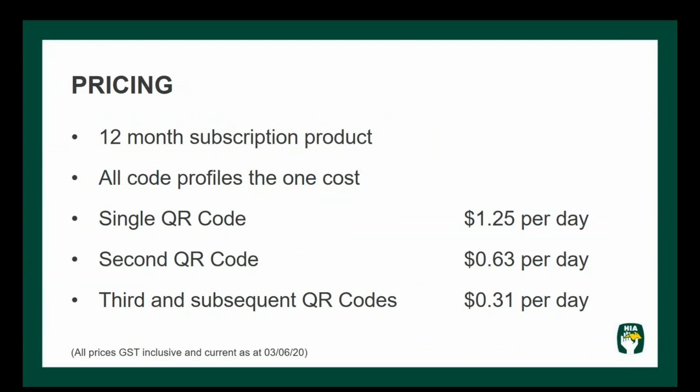To make things simpler for everybody, we've created a number of profiles, and these profiles are all the same cost. Whether it's a QR code to undertake risk assessments or hazard identification, they are all one cost. The cost structure is based on a single QR code for a 12-month subscription at $1.25 a day, which works out to roughly $456 for one year including GST.